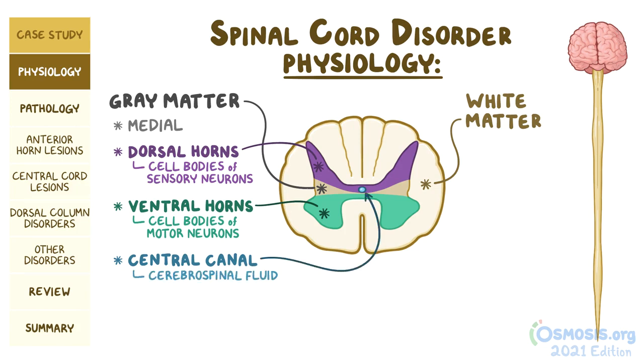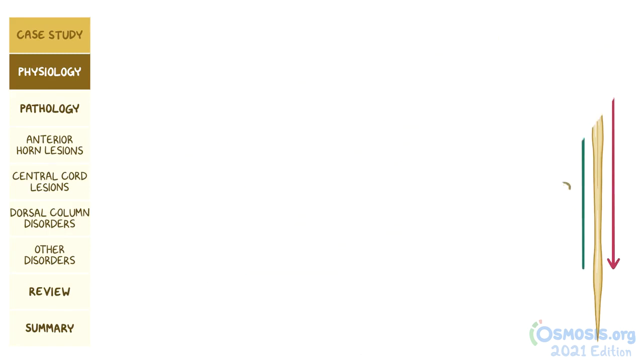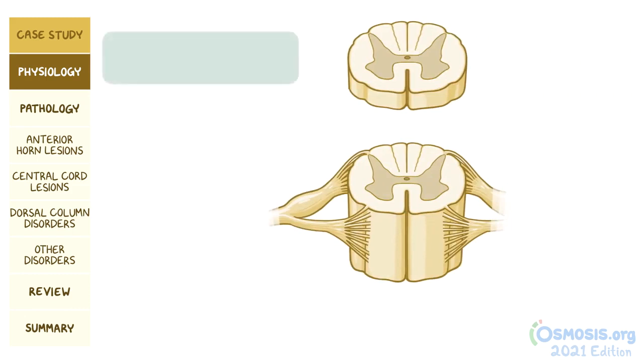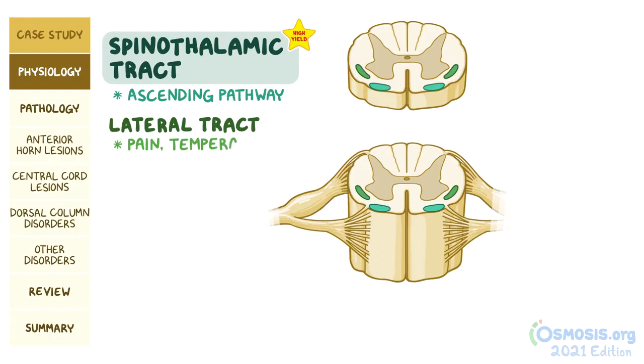Surrounding the gray matter is white matter, which consists of the axons of various neurons, and they're organized into tracts that carry information to and from the brain. For your exams, there are a few main tracts to remember. First, there's the spinothalamic tract, which is an ascending pathway, and it's divided into two parts. The lateral tract carries sensory information for pain and temperature, while the anterior tract carries information for crude touch, or the sense one has been touched without being able to localize where they were touched.